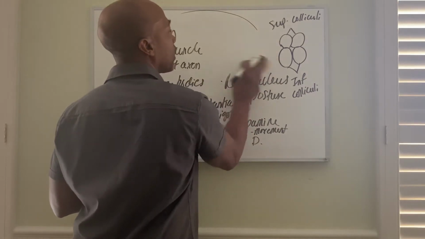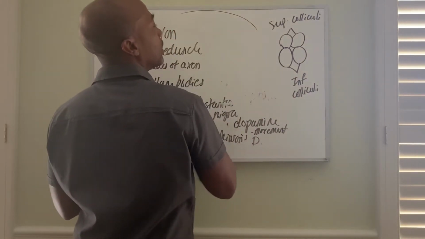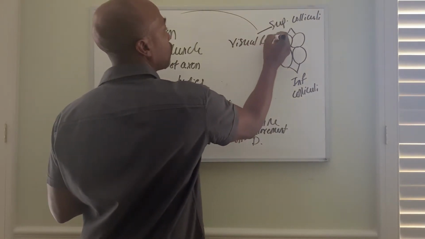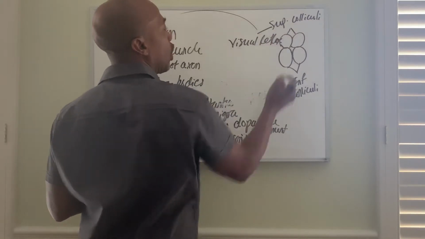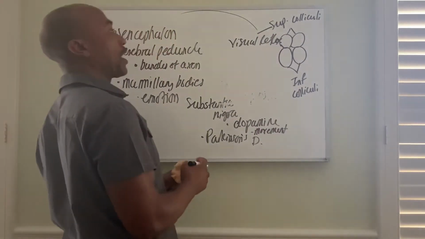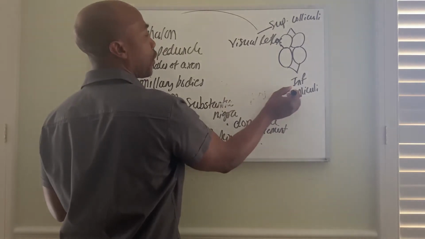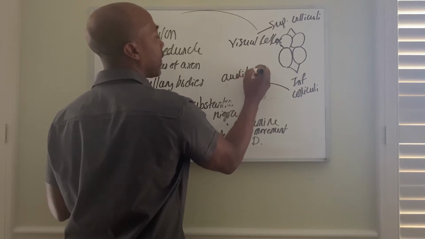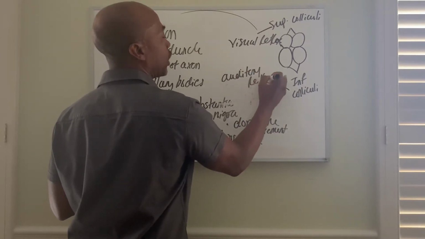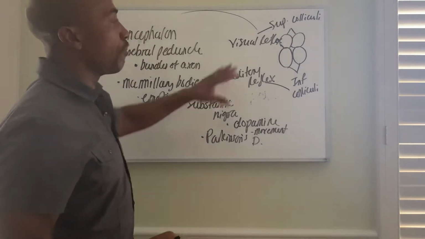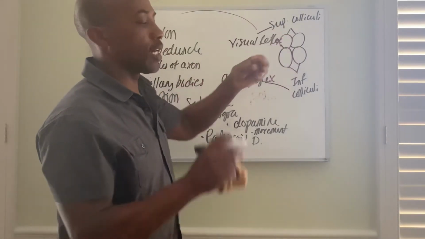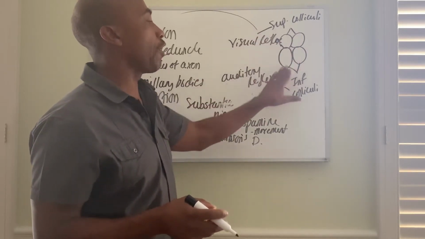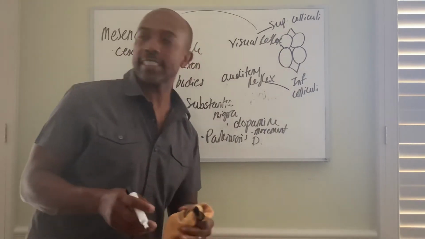So the superior colliculus part is involved in visual reflexes. If you see something come towards your face, you blink or you turn quickly for something to get out of the way. And then the lower one, the inferior colliculi, are involved in auditory reflexes, where if you hear something, you turn your head right away towards the sound. Both of those reflexes must pass through synaptic pathways that go through the superior colliculi for visual and the inferior colliculi for the auditory reflexes.